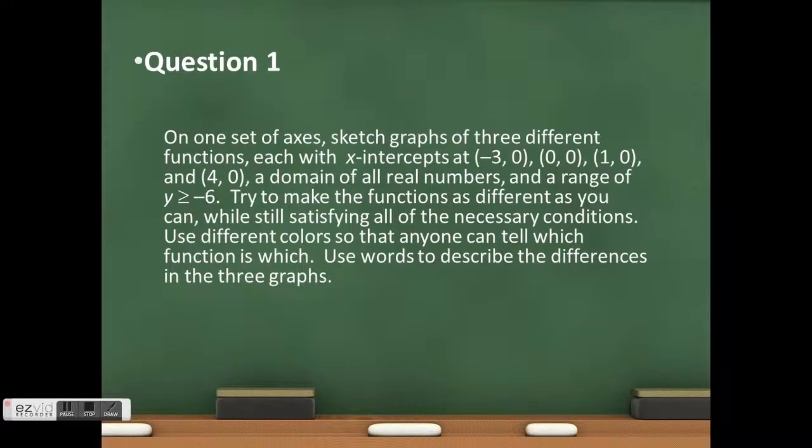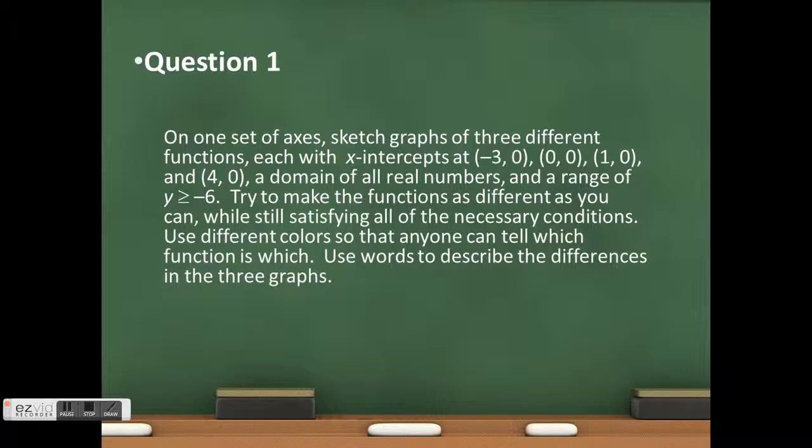So question 1. Question 1 states: on one set of axes, sketch graphs of three different functions, each with x-intercepts at (-3, 0), (0, 0), (1, 0), and (4, 0), a domain of all real numbers, and a range of y is greater than or equal to -6. Try to make the functions as different as you can while still satisfying all of the necessary conditions. Use different colors so that anyone can tell which function is which. Use words to describe the differences in the three graphs.